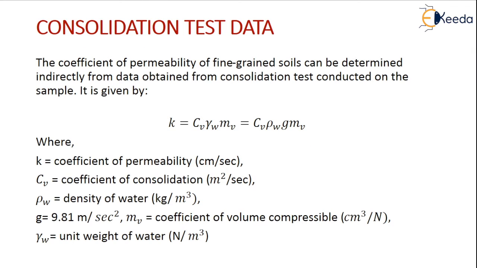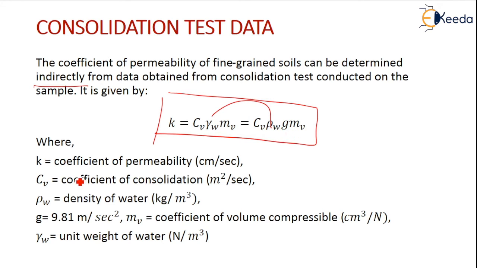So here the K of fine grain soils can also be determined indirectly, not by the field test or direct methods, not in the labs. From the consolidation test which is conducted on the sample, it gives K is equal to CV gamma W MV, or gamma W is equal to rho W G MV.